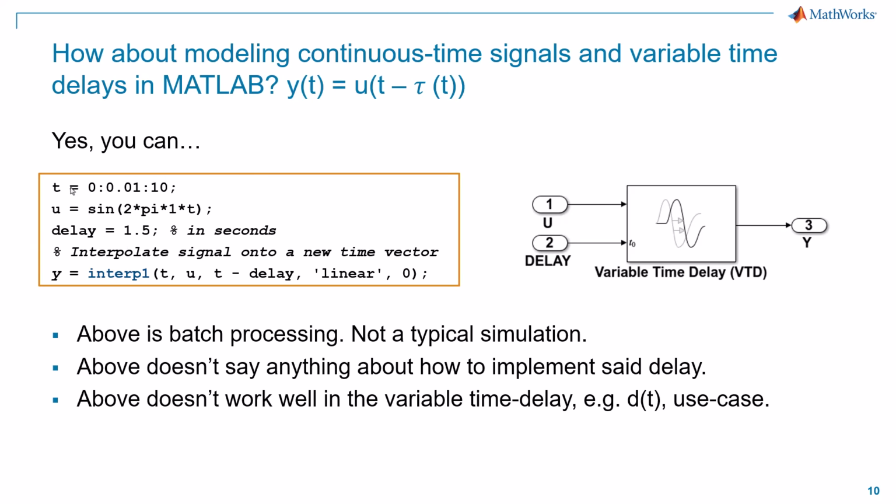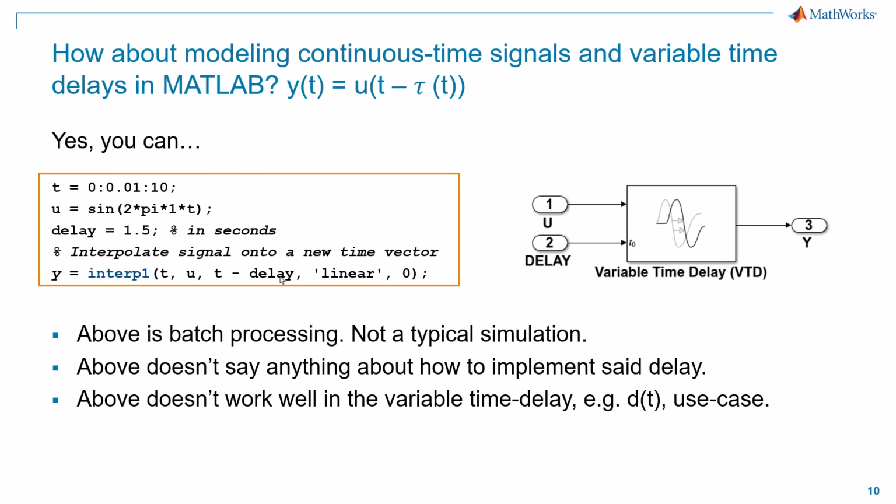You create your time vector, create your input signal, say I'm going to delay it by 1.5 seconds, and then you can use a function like linear interpolation to interpolate between basically one time vector and another, from the t time vector to this t minus delay time vector. And that's one way to do it.